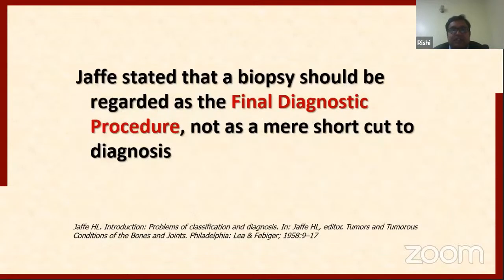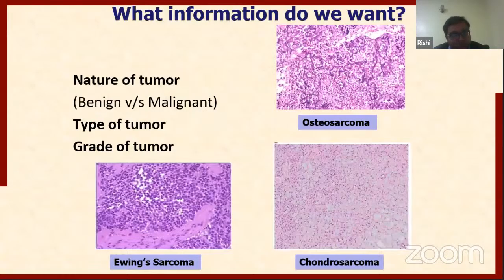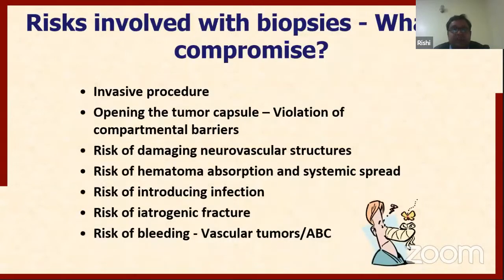Now coming to biopsy, it should be a final diagnostic procedure, not just a shortcut to diagnosis. What information do we want from biopsy? The nature of the tumor, whether it is benign or malignant, the type of tumor, and the grade of tumor. So what are the risks involved with biopsies? Because it is an invasive procedure, you are violating the compartmental barriers. There is risk of damage to neurovascular structures, hematoma, infection, iatrogenic fracture, and bleeding. So this is not a simple procedure.